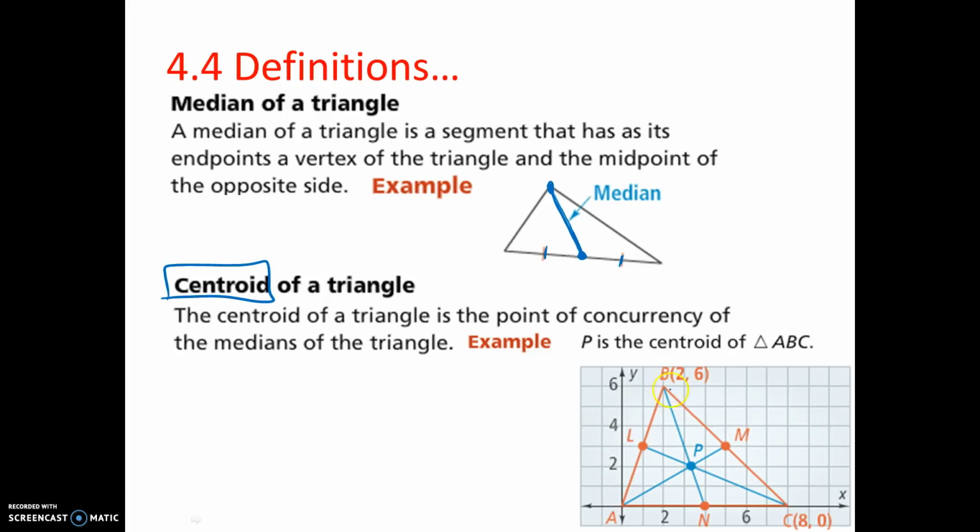So if you look down here, this line is considered a median because it leaves from angle B and it cuts the opposite side in half, 4 and 4. This line is called a median because it leaves from angle A and it looks to cut the opposite side in half. And then our third one leaves from angle C and cuts the opposite side in half. So this point where they all intersect is called the centroid.